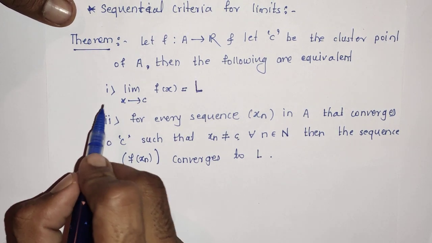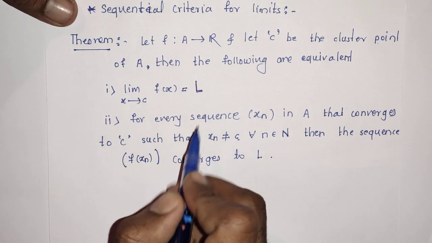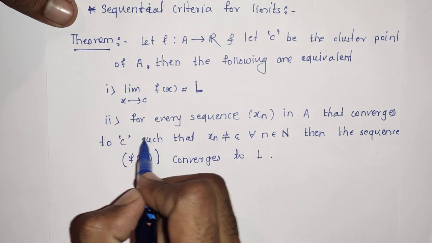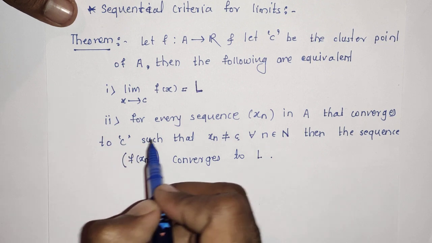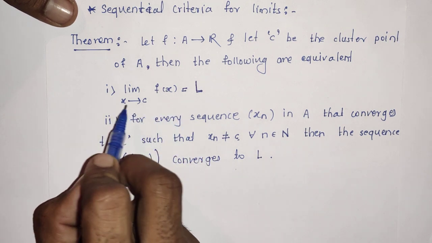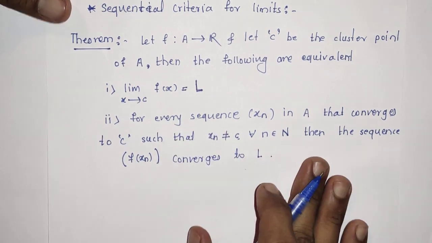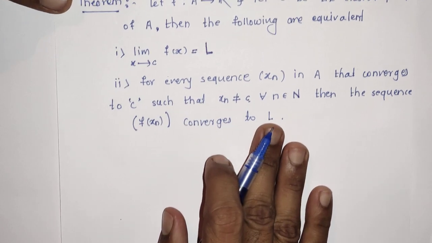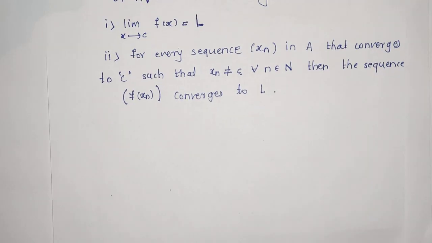These two statements are equivalent, meaning if this limit exists, then this condition holds, that is every sequence which converges to c in the domain, the image of that sequence converges to this limit in the codomain. And if the second statement holds, that is if for every sequence converging to c in the domain the image f of xn converges to L, then the limit of f of x is equal to L. This is the statement. So, we have to prove that these statements are equivalent, that is 1 implies 2 and 2 implies 1.